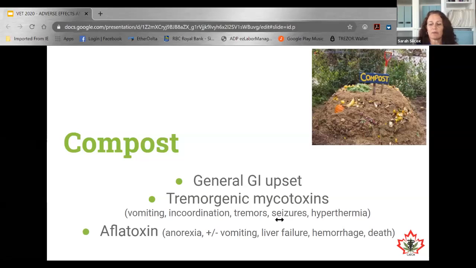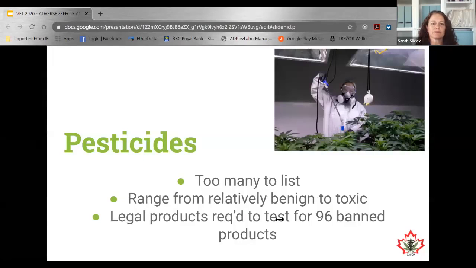Aflatoxins, we talked a little bit about there as well, and certainly a potential risk with compost ingestion. And so again, pesticides, just like in commercial production, home cultivators will use all sorts of crazy things to control pests. Oftentimes because they're not as educated or knowledgeable or concerned about the risk, they might do really silly things like spray Raid directly on their flower that they're going to then ingest. Not a great idea.